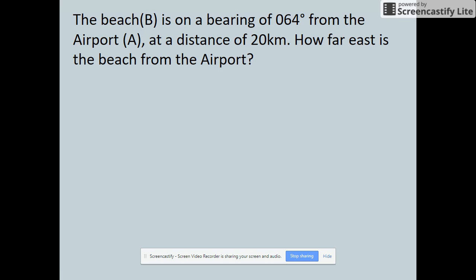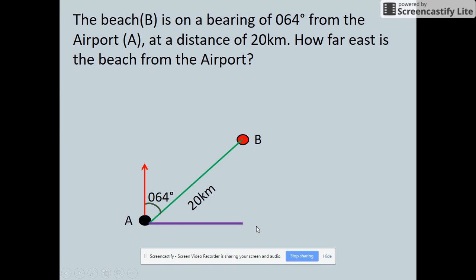So the beach is on the bearing of 64 degrees from the airport at the distance of 20 kilometers, which is what we've done. How far east is the beach from the airport? So here we've got ours. We've got the beach is at a bearing of 64 degrees from the airport at a distance of 20 kilometers. Now they want to know how far east is the beach from the airport. So now we have to draw a line to the east. Can you see there? We've just drawn a line to the east. Then we complete it. We don't know what that is because that's what the question is. And we complete it to make a right angled triangle.